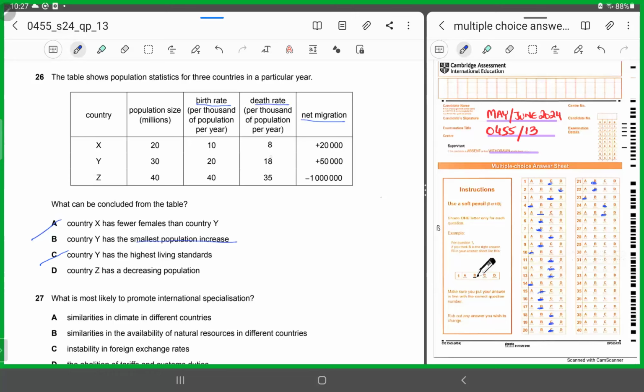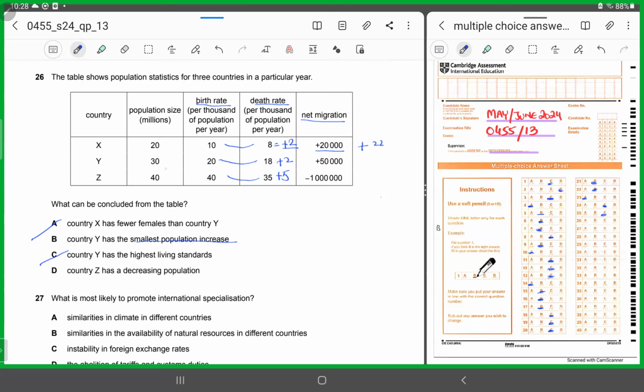So the increase is what? The increase is birth rate minus the death rate. It's a plus 2. In country Y, it's 20 minus 18. Again, it's a plus 2. What about in Z? It's 40 minus 35. It's a plus 5. Now, in country X, birth rate minus death rate was plus 2 and the net migration was positive 20. So you could say it was rising at what? Plus 22,000.